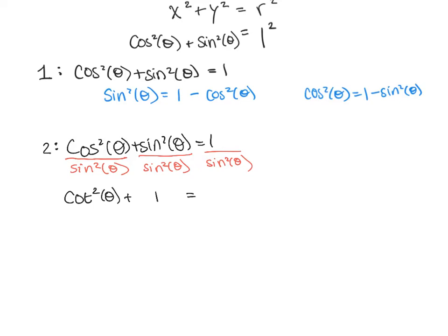And 1 over sine squared is going to be cosecant squared theta. So this is our second Pythagorean identity. Cotangent squared theta plus 1 is equal to cosecant squared theta. And again, you might see rearrangements of these. So if we were to subtract cotangent squared on both sides, you might see 1 is equal to cosecant squared theta minus cotangent squared theta.